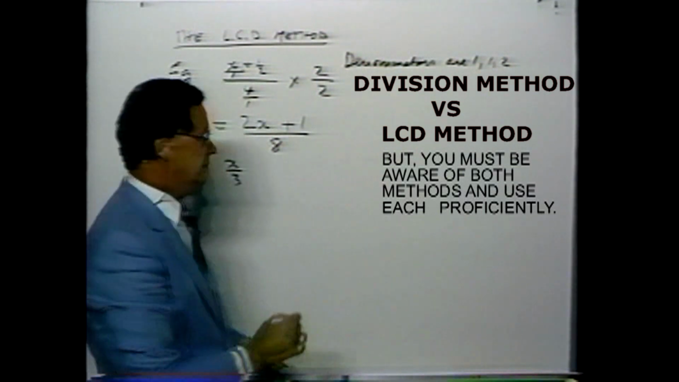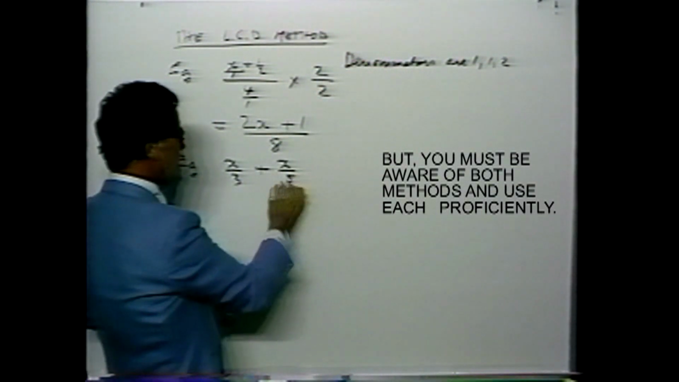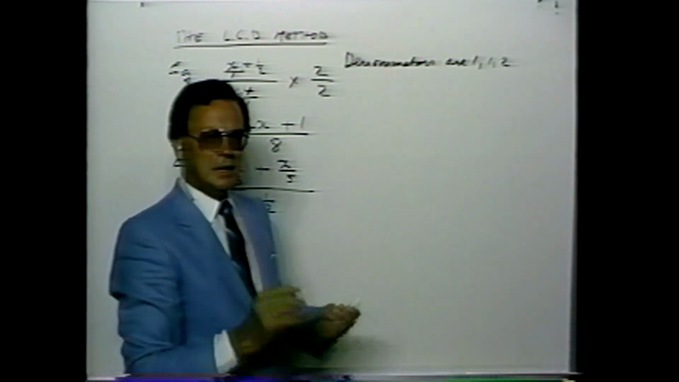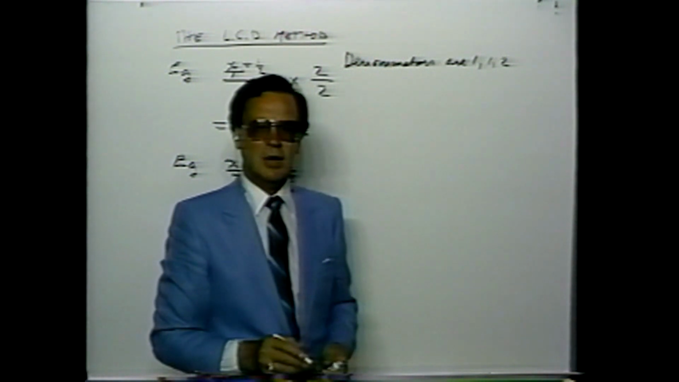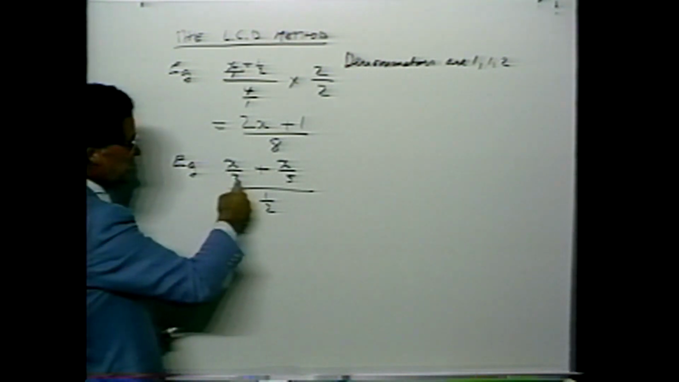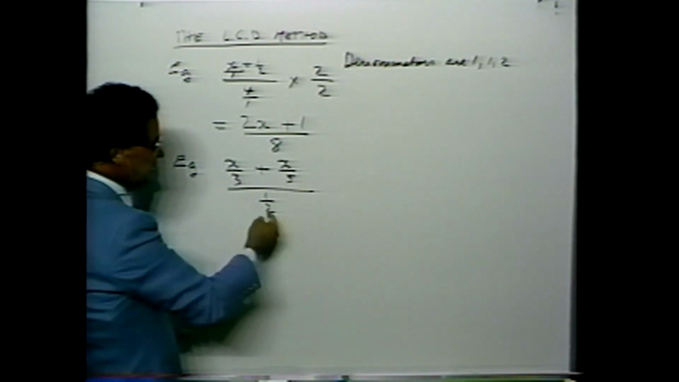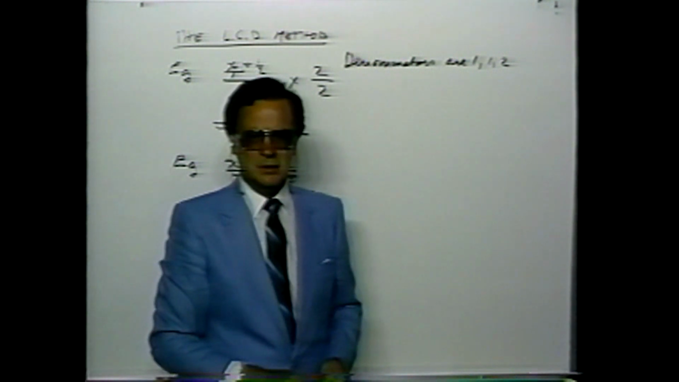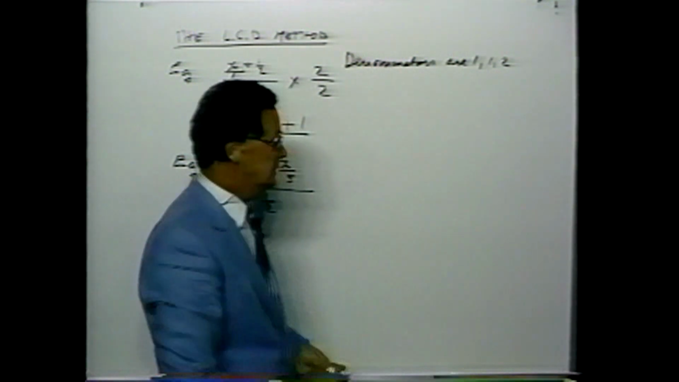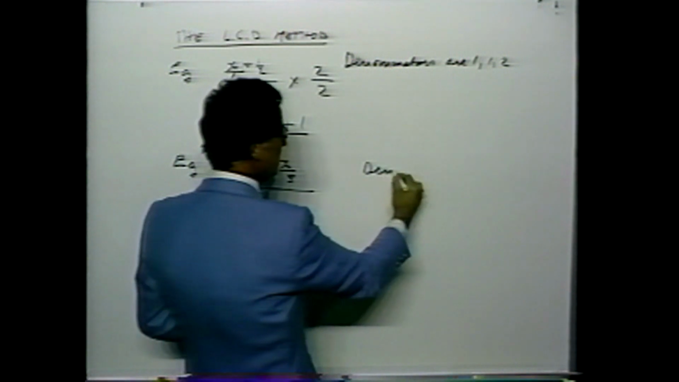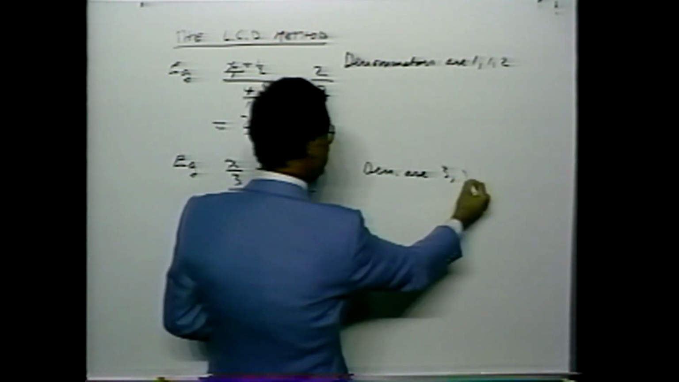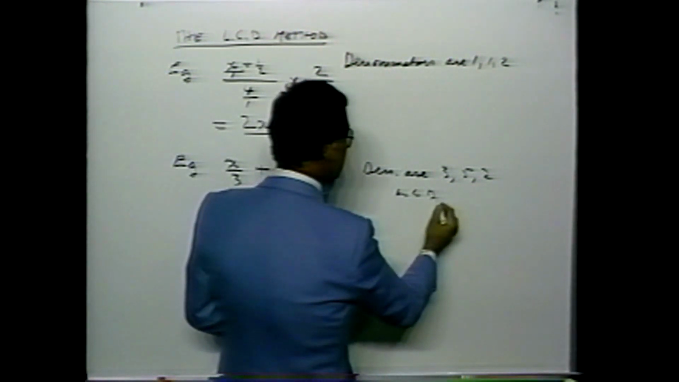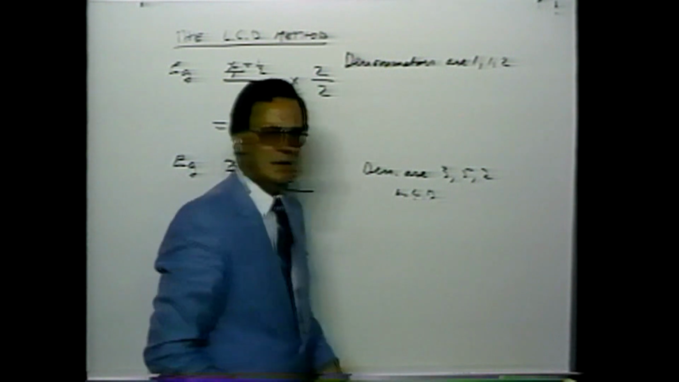Let's do the next one, which is x over 3 followed by x over 5, all upon 1/2. Look at each part of the complex fraction. The terms are x over 3, x over 5, and here is a single term, 1/2. What are the denominators of each of those terms? The denominators are 3, 5, and 2.